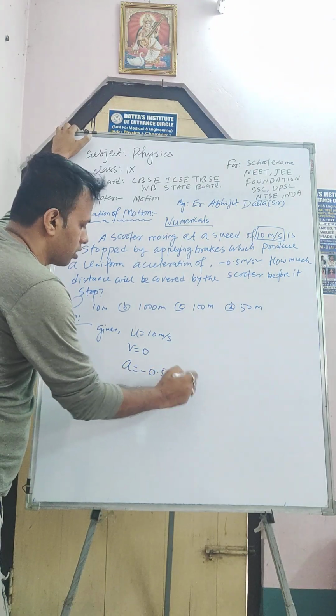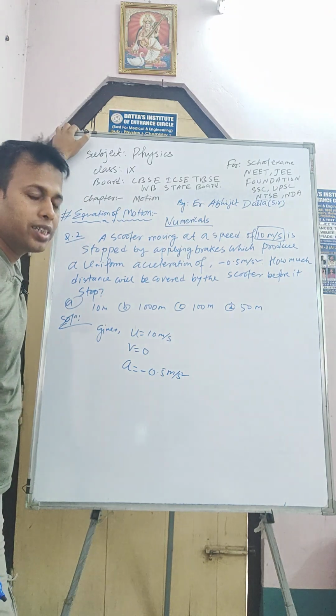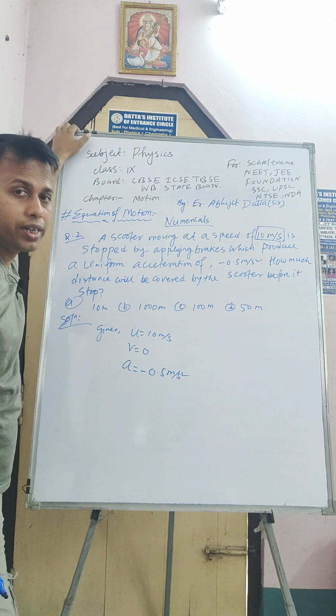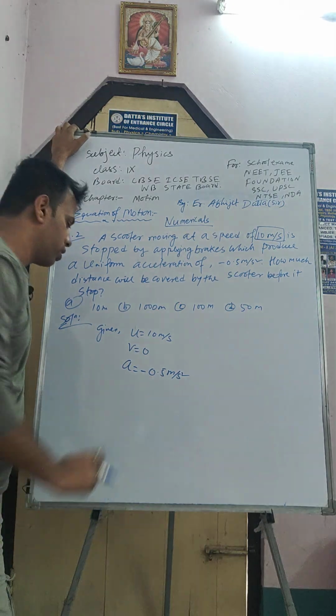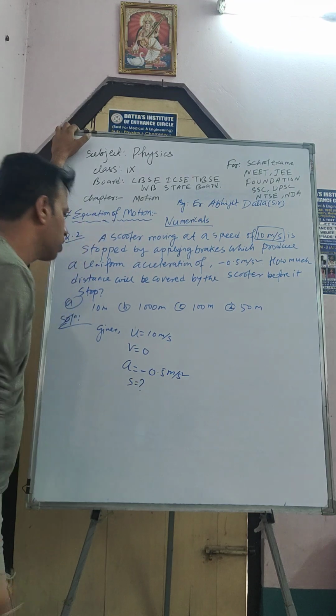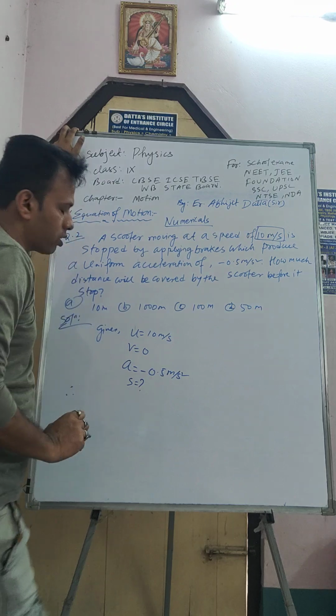Minus 0.5 meter per second square. So here acceleration is minus, this is only negative acceleration or retardation. How much distance will the scooter cover? So we have to find the distance before it stops. Okay, so we have a formula. Now think about the formula.